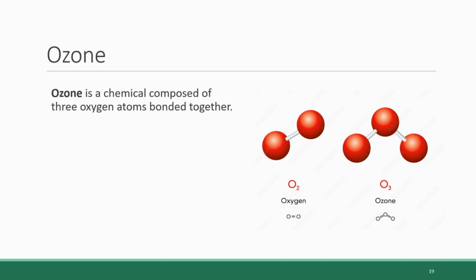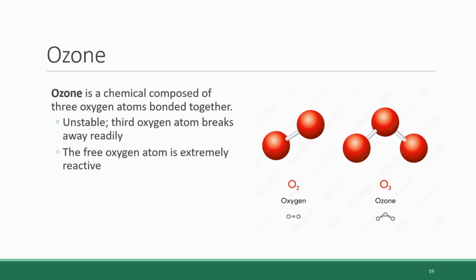And you can see a simple comparison between the structure of these two oxygen compounds here. And the defining characteristic of ozone as a chemical is how unstable it is. So that third oxygen atom will break off from the molecule very easily, and that third oxygen atom is extremely reactive. It will react with most things it comes into contact with, and because of this, exposure to ozone is harmful to humans and living organisms in general because it can react with biological molecules, including DNA, and cause damage to them, which can lead to cancer.